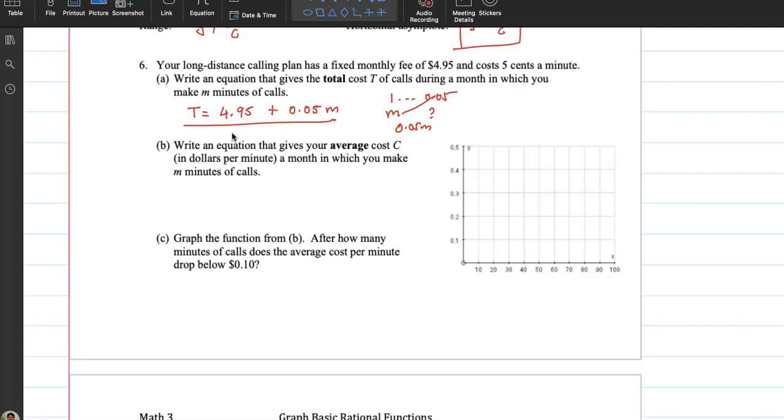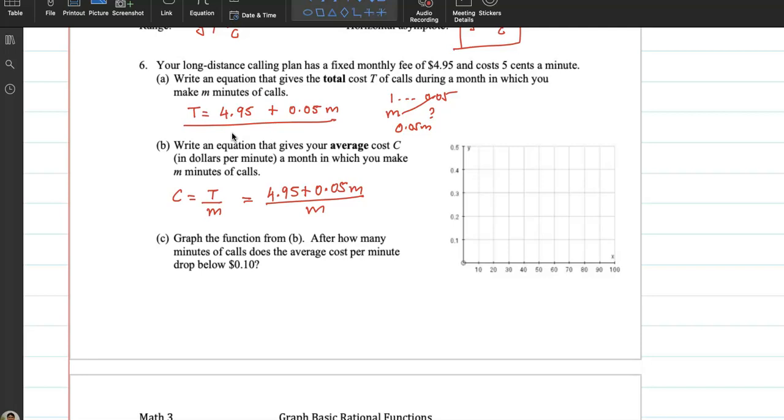The average cost C in dollars per minute in a month. How do you find the average cost? Average cost is the total cost upon m, the minutes of call. So that'd be 4.95 plus 0.05m upon m. m is the number of minutes you make. Graph the function. After how many minutes is the average cost below 0.10?